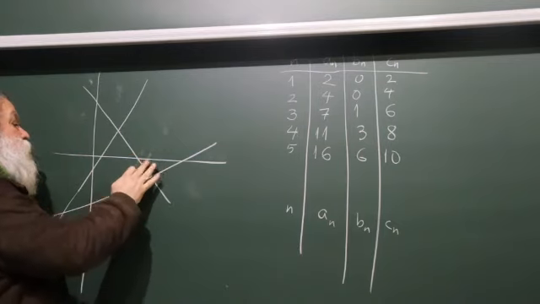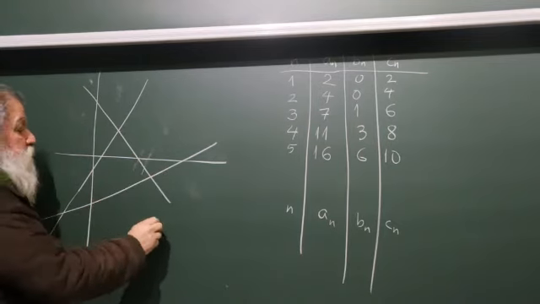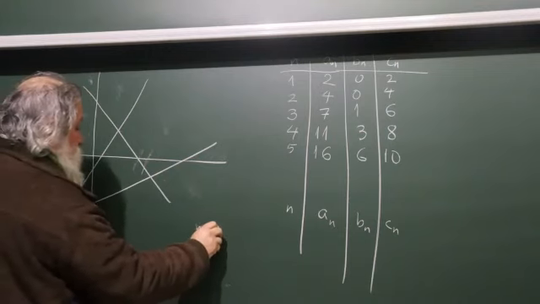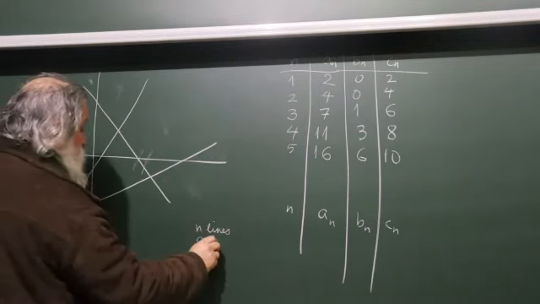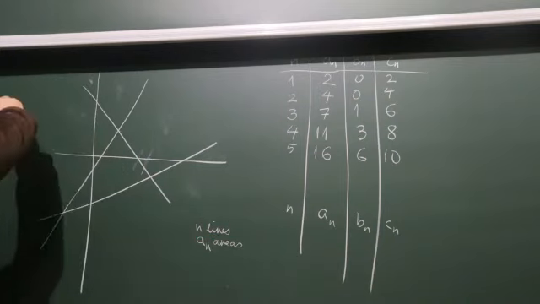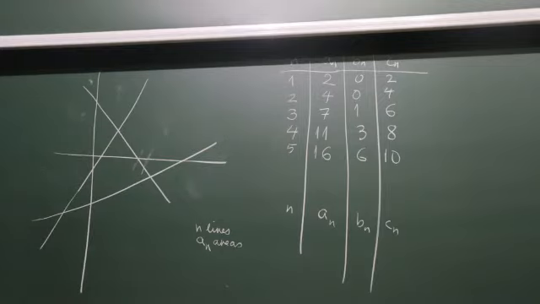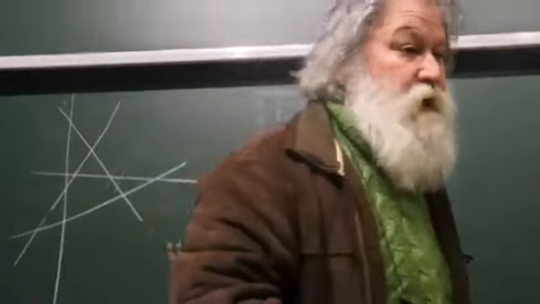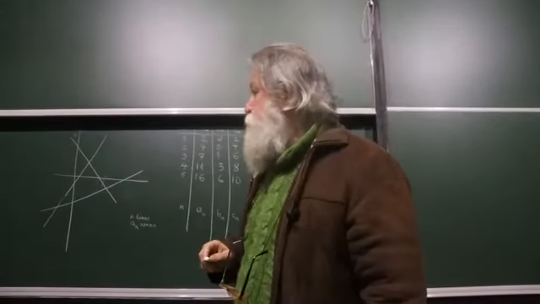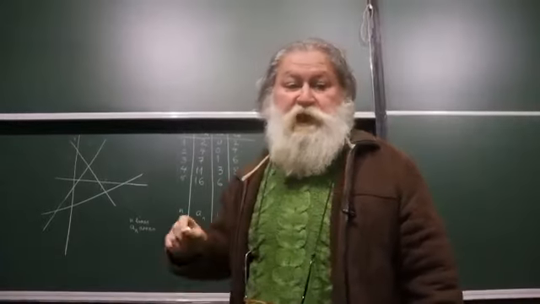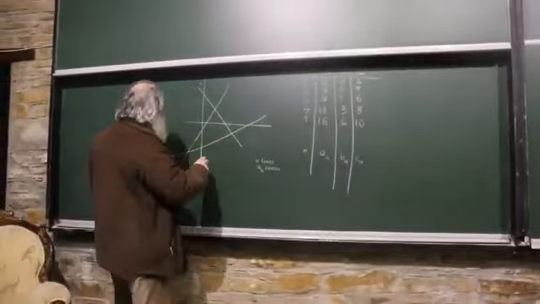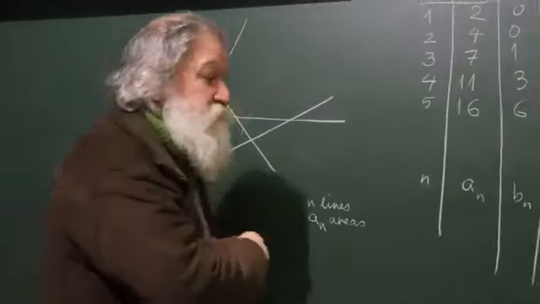So each new line, suppose I have here An. I have n lines and An areas. Now I have a new line. I'm going to take a new line. This new line, in order to maximize the number of areas, must intersect each line once. Like here. Let me do this in red.